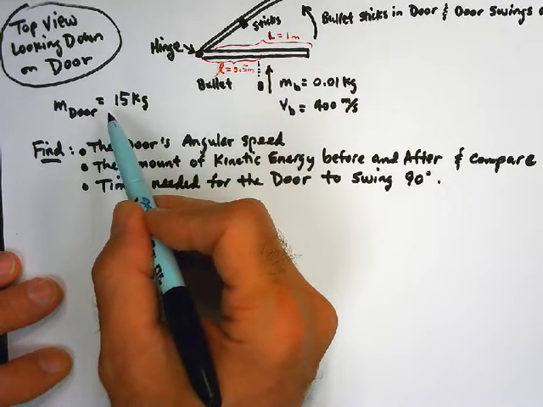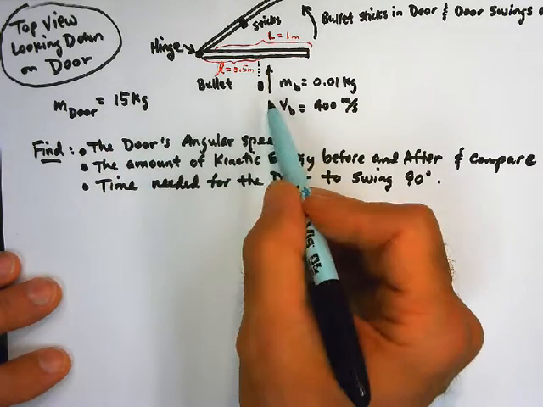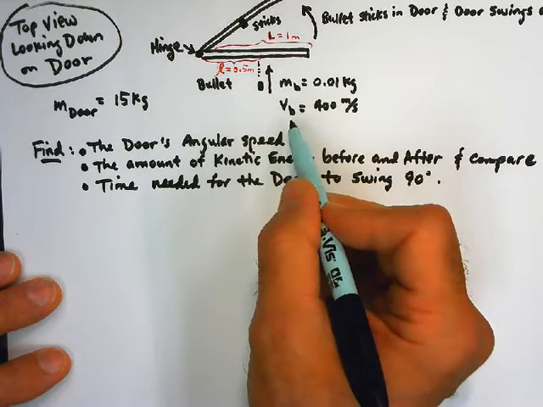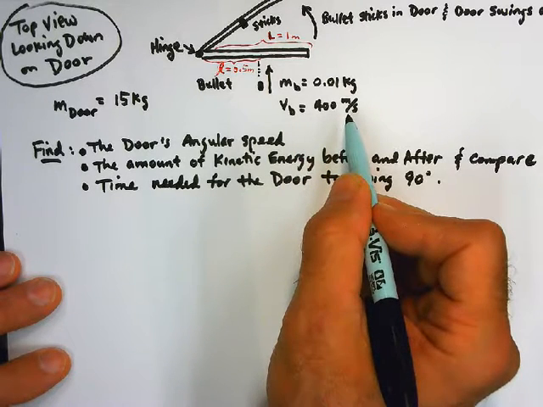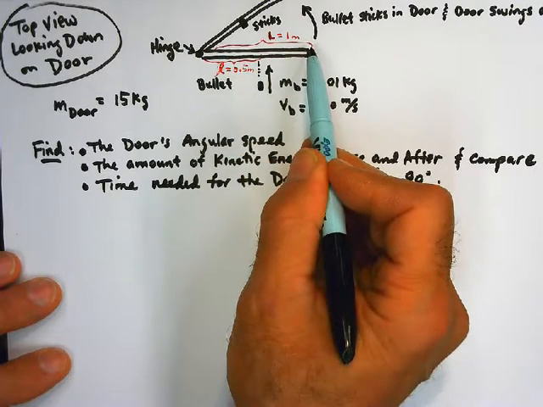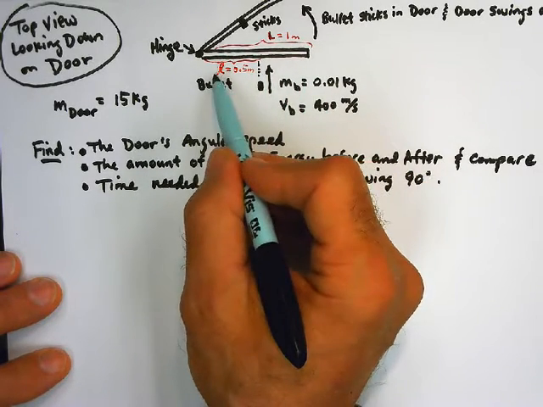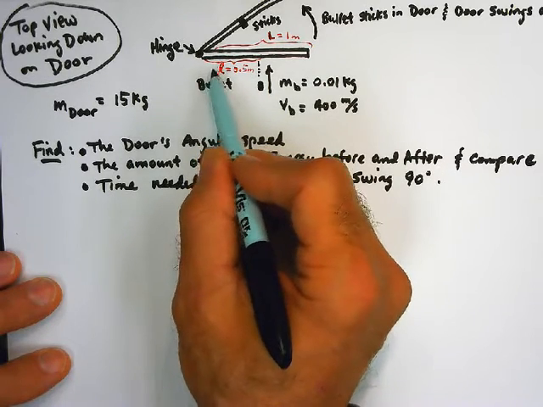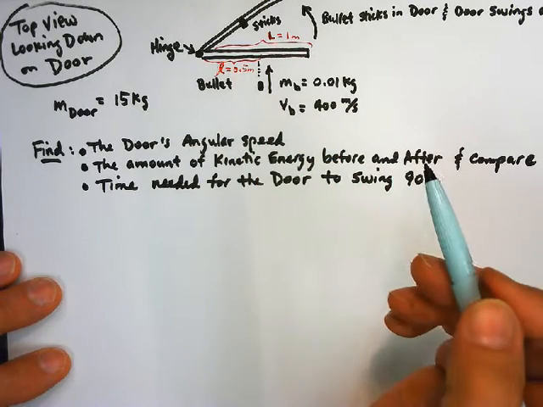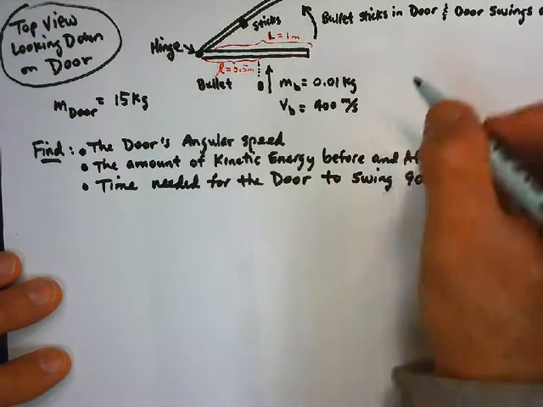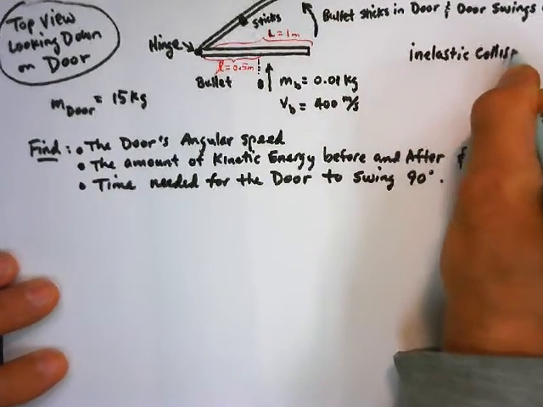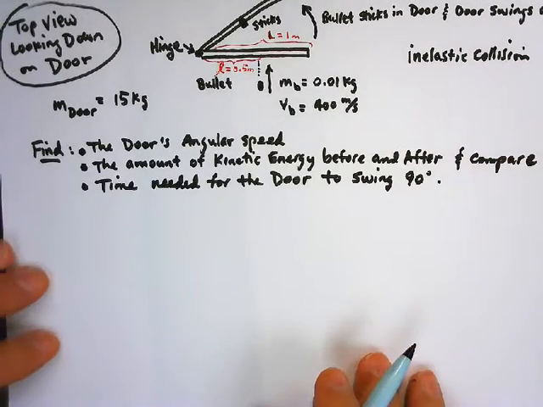The mass of the door is 15 kilograms. The mass of the bullet is 1/100th of a kilogram. The velocity of the bullet is 400 meters per second. The door is 1 meter wide, and the bullet hits at a distance of ½ a meter from the hinge. So I'll just use that little L for that. Okay? This is going to be an inelastic collision.